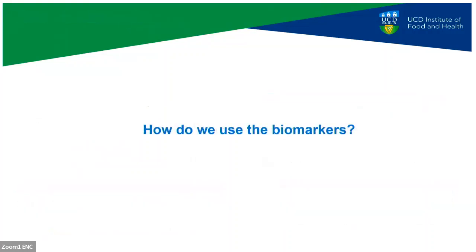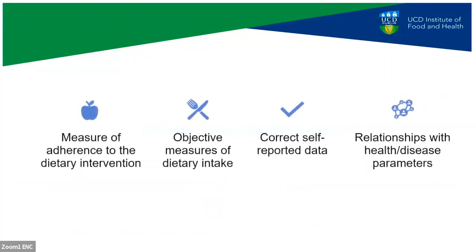So how can we use them then? And again, I'm focusing on the context of human nutrition. Over here on the left is the first example, where we're simply using them as a measure of adherence to a dietary intervention. This is really important for those of us who work in human nutrition, because it can help enhance the authenticity of our trials. Objective measures of intake, that's what I'm going to talk about today, and how we can use them to correct self-reported data. And then finally, we can use them to look at the relationships between health parameters and disease.